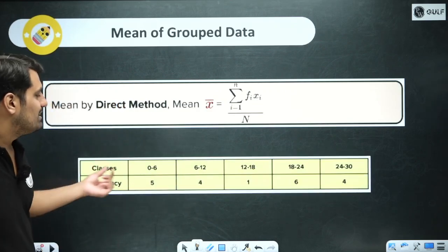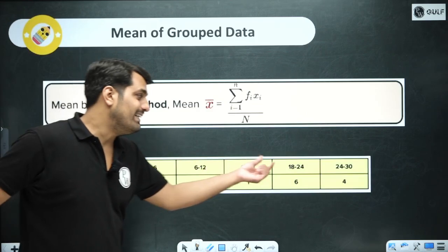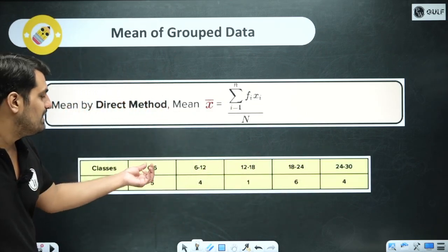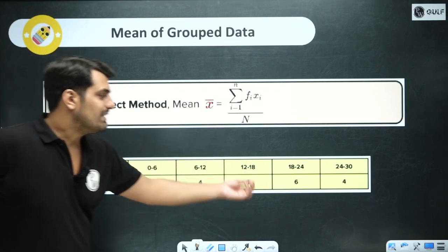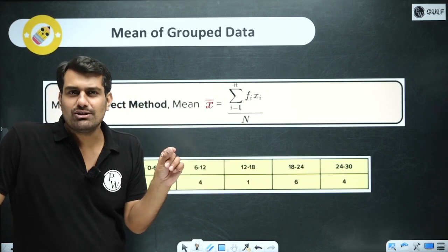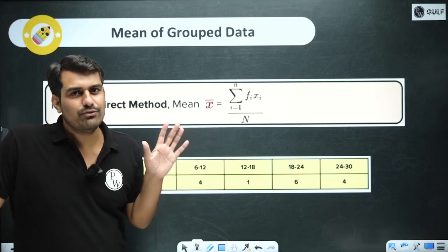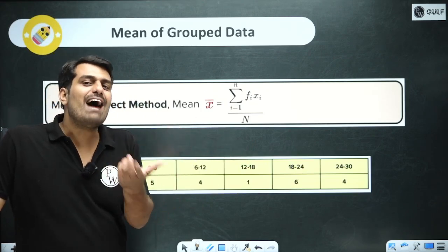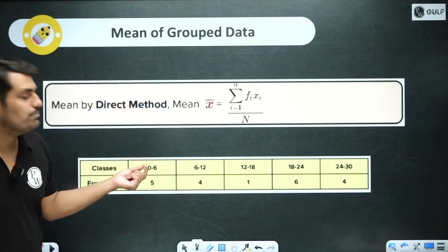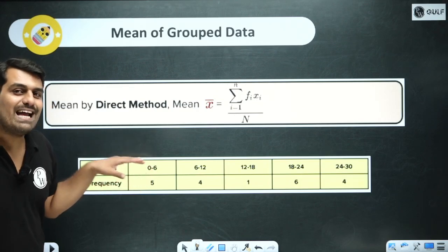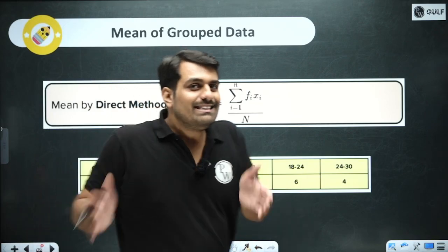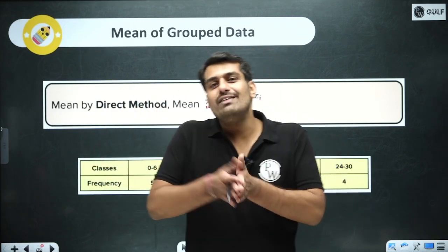We are having classes 0 to 6, 6 to 12, 12 to 18, 18 to 24, 24 to 30. Now we have been given the frequency, how many people are there in this particular class, in this particular class, and so on. Now, I don't know the exact scores. I cannot do the direct addition and the division over there. So I will be taking up the average of that particular class. So let's say some person has scored 2, some person has scored 4, some person is lying in between all this 0 to 6. So I will be taking what? This 0 to 6 class, I'll be taking the average of this class itself.